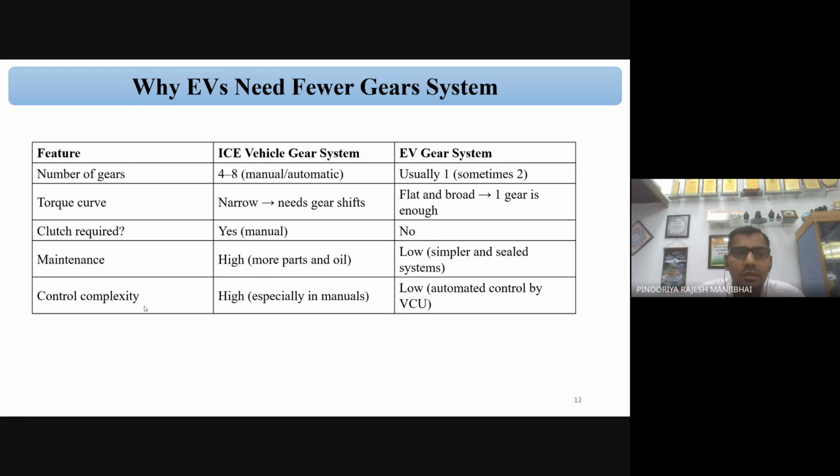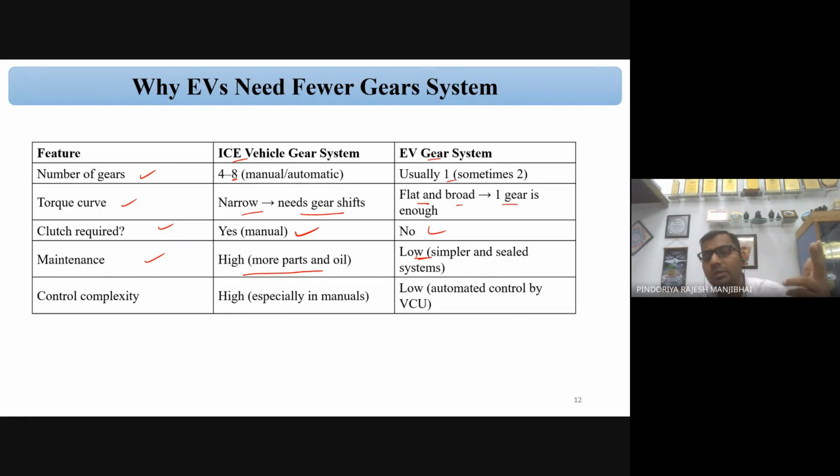So now a comparison between the ICE vehicle and the EV. Number of gears: in the ICE vehicle there are 4 to 8, but in the EV usually one gear. Correct. The torque curve in ICE is narrow, so it needs gear shifting. The torque curve in the EV is flat and broad, so one gear is enough. Clutch required: yes in the case of manual, but in the EV, no. Maintenance is high in ICE, with more parts and oil because there is more friction, but in the EV there is low maintenance.